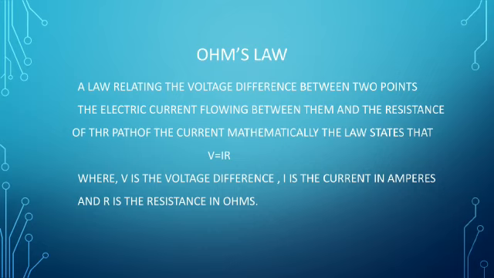What is Ohm's law? It relates the voltage difference between two points, the electric current flowing between them and the resistance of the path of the current. Mathematically, the law states that voltage is equal to current into resistance, where V is the voltage difference, I is the current in amperes, and R is the resistance in ohm.